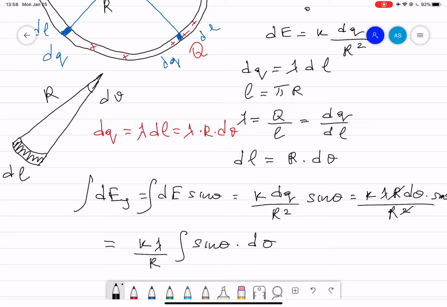Now the limits, as I already said, are from 0 to pi. This gives E total y. Then we have k lambda over r. Now the integral of sine gives minus cosine theta, and then you have to put in the limits from 0 to pi. I think that's it. The rest you have to solve yourself.